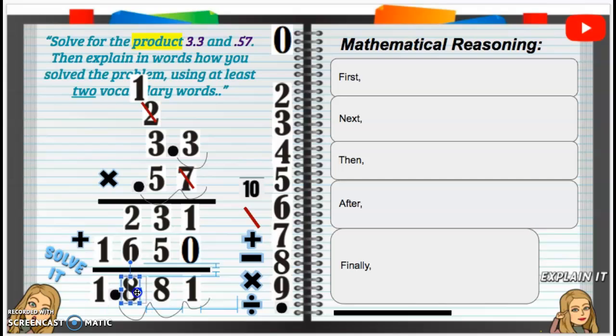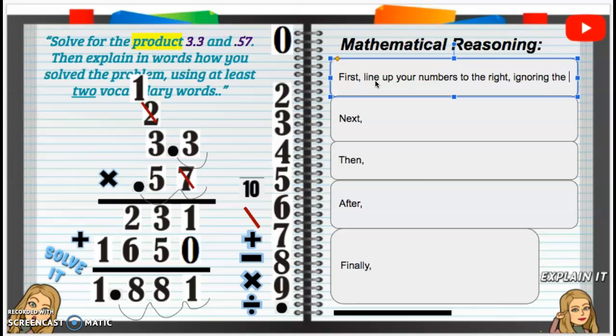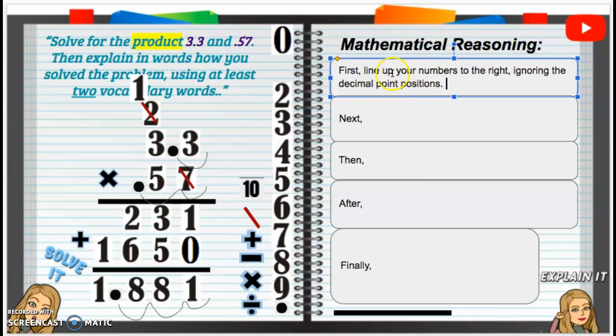Awesome. All right, now we have our problem, we have our product, we have our solution. We need to write about it. Perfect. Easy peasy. We can do this. All right, so first, well, what did we do? Well, first, we lined up our numbers to the right when we ignored the decimals. So first, line up your numbers to the right, ignoring the decimal point positions.